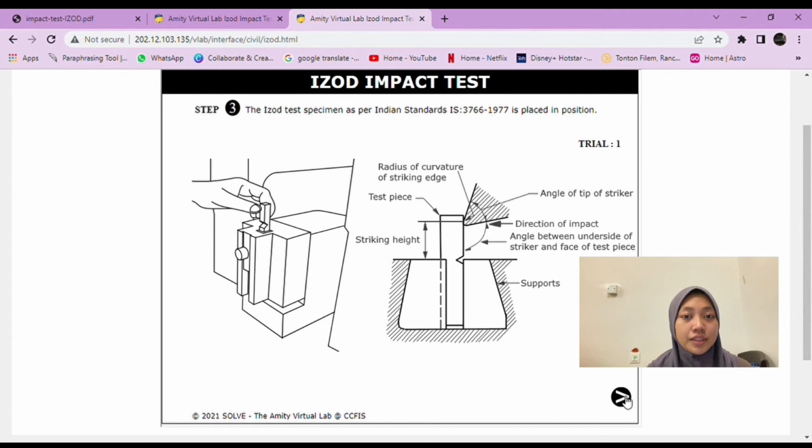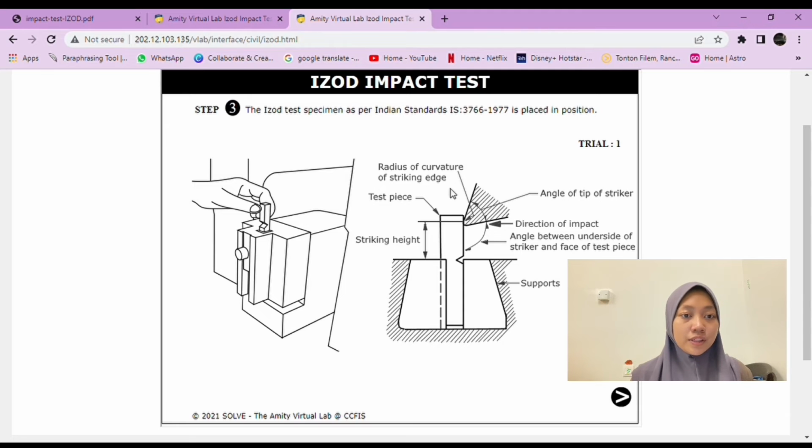Step 3, the Izod test specimen as per Indian standard 3766-1977 is placed in position. Radius of curvature of striking edge, test piece, striking height, angle of tip of striker, direction of impact, angle between underside of striker and face of test piece, support.